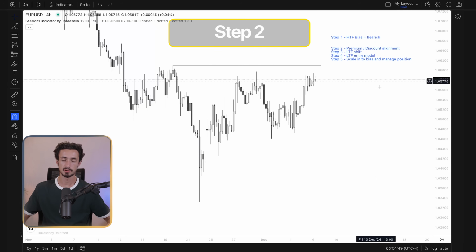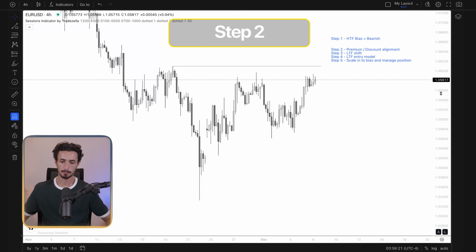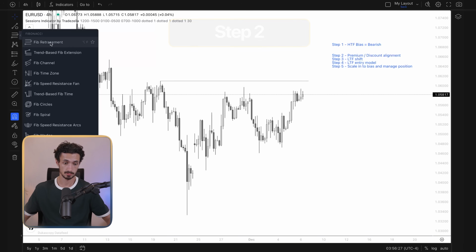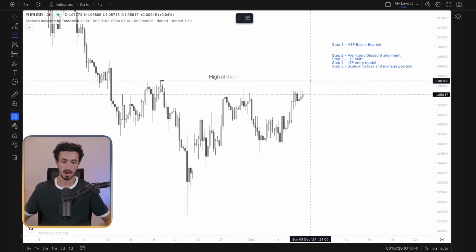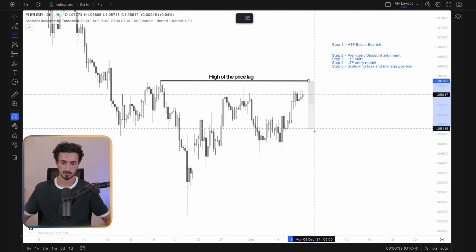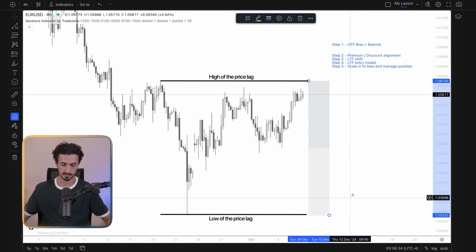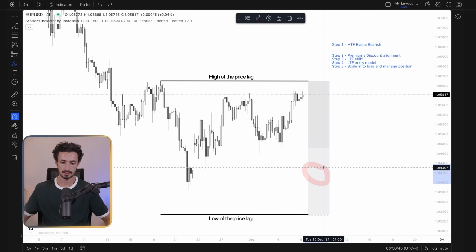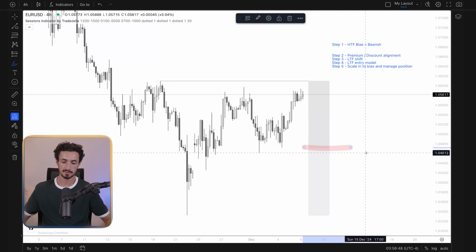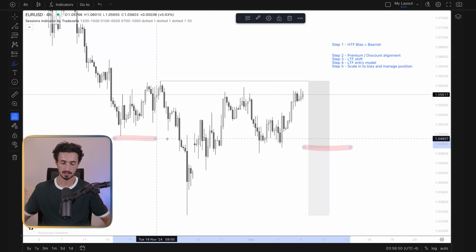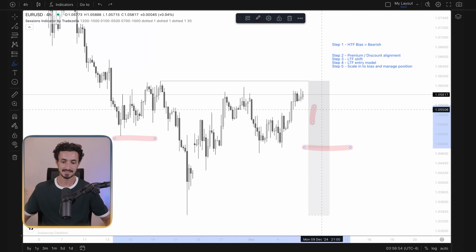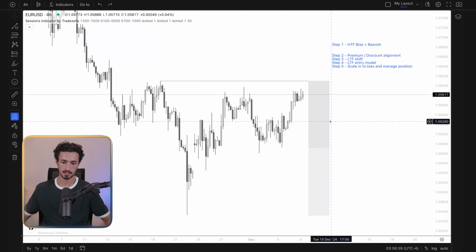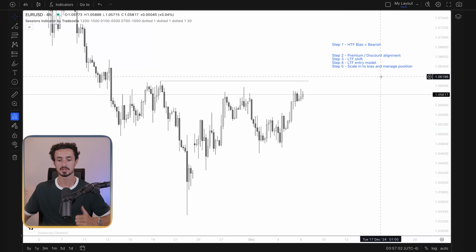Now what we're going to be looking for is premium and discount alignment. So simply put, our premium and discount is just literally take a fib, so the Fibonacci retracement tool, and you want to draw it from the high of the price leg to the low of the price leg. In this darker gray area, this is our premium and this is our discount. What does that mean? Anything above this 50% level after we break this low is premium. That is the area we want to be selling in. So it's very clear to see we are well inside of our premium. So as long as we're inside of our premium, we're good to move on to the next step.